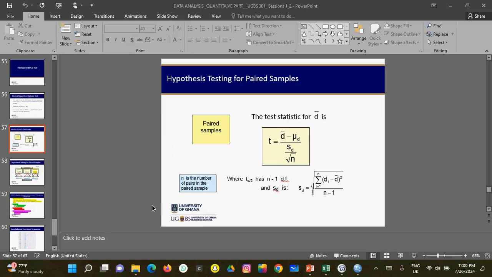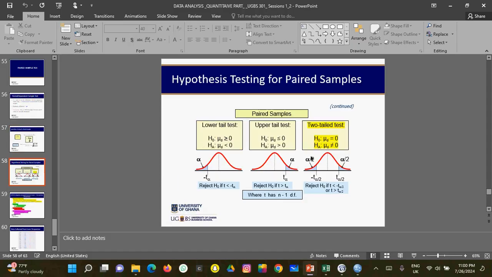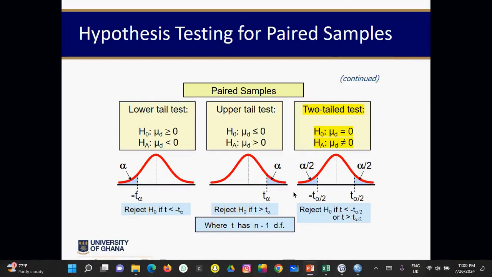All right. So hypothesis testing for paired sample uses a two-tailed test, so we divide alpha by 2. That's what we are seeing here. We divide alpha by 2.